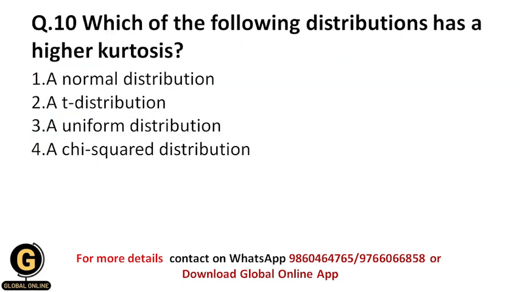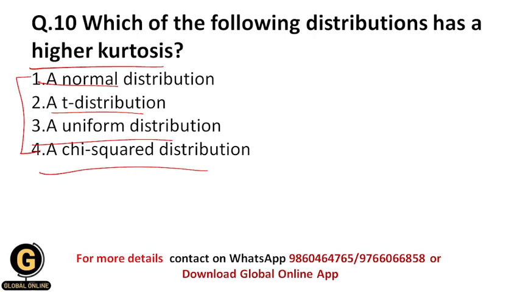Which of the following distributions has a higher kurtosis? Here they have given certain names of data distributions, and which of these distributions has a higher kurtosis, I mean a higher value of kurtosis. Whether it is normal distribution, t distribution, uniform distribution, or chi-square distribution.